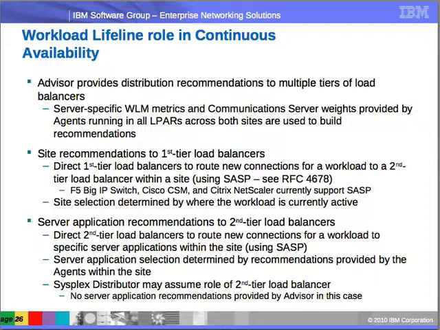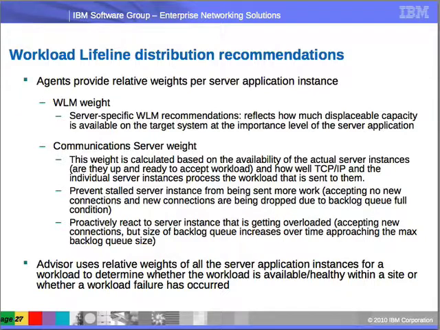How does the advisor get these recommendations? It gets them from the agents, and the agents actually report 2 different pieces of information. The first piece of information the agents report is something called a WLM weight, or the workload manager weight. This is a server-specific WLM recommendation. What I mean by that is it's how much displaceable capacity is available on the target system. With WLM, you can give priorities or class-specific classifications for workloads or applications.